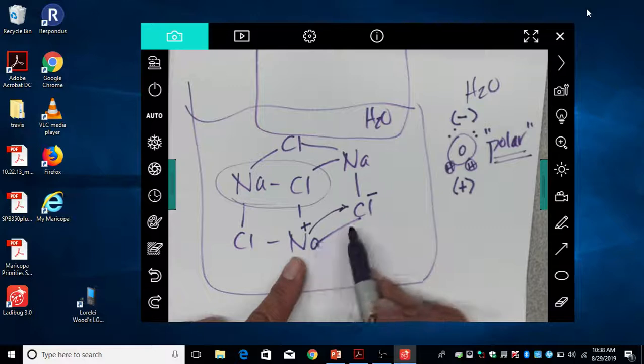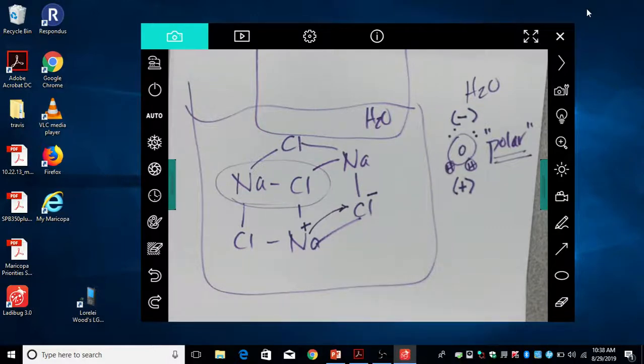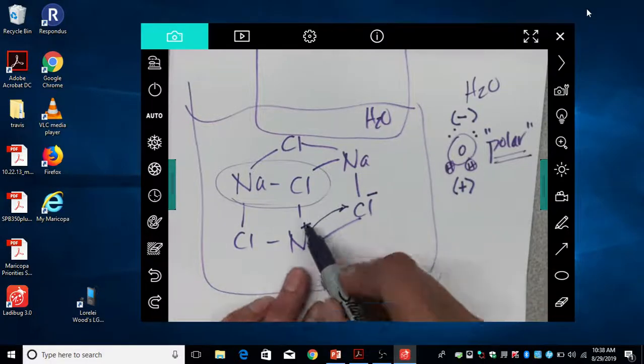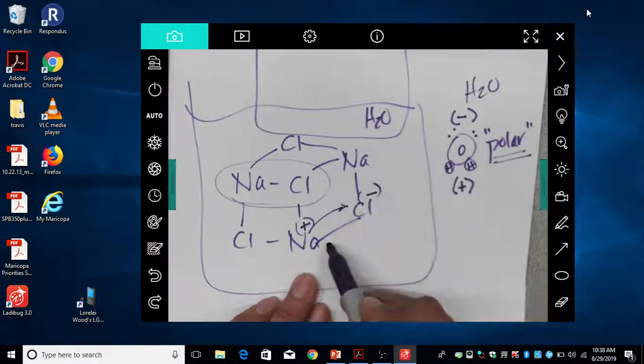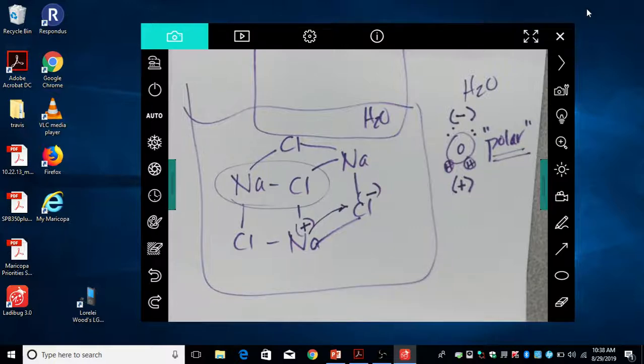What holds this whole thing together is the fact that they're attracted to each other, because one is positive and one is negative. Right? We have a positively charged particle here hooked up to a negatively charged particle, and that's what keeps the bond together. Now water molecules come up to the outside of the salt crystal.